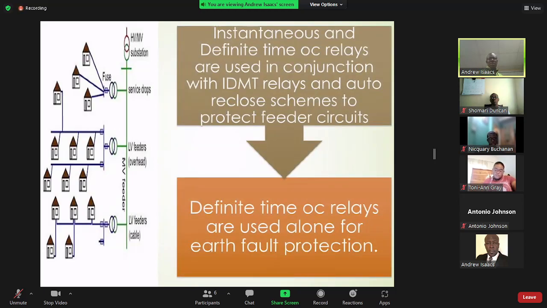In terms of the systems of protection, as I mentioned, the instantaneous and definite time are used with your IDMT and auto-close schemes for feeders. And by feeders, we are now moving from the transmission to the distribution side of things. Although I make the statement, I still want to underline the fact that in terms of use within the power system, what you are going to see is primarily inverse relays. All right.